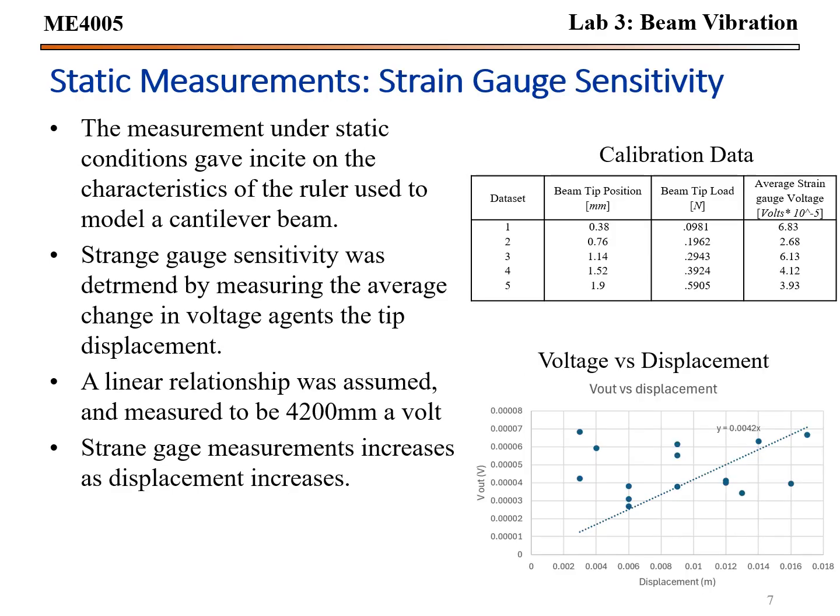To first find strain gauge sensitivity, the measured displacements were related to the tip load and the average voltage of the Wheatstone bridge. Strain gauge sensitivity was used to determine the average change in voltage against the tip displacement, and a measurement of about 4,200 millimeters per volt was found, created by the slope of the line of best fit.